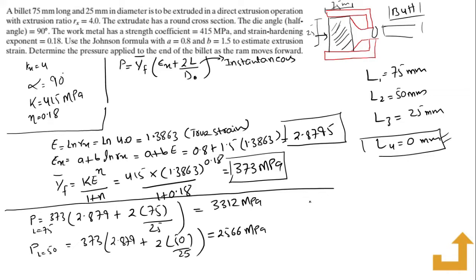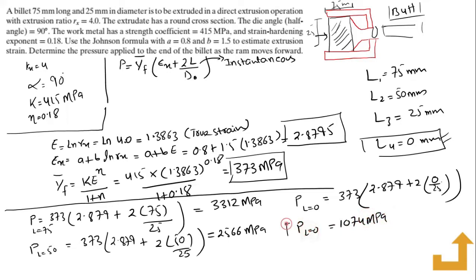So towards the end of the process, we have L equals 0. So we can have 373 into 2.879 plus 2 into 0 by 25. Obviously, as I said before, theoretically, practically it's not possible. We are just finding it out theoretically, so we will have the value equal to 1074 megapascals towards the end of the process.